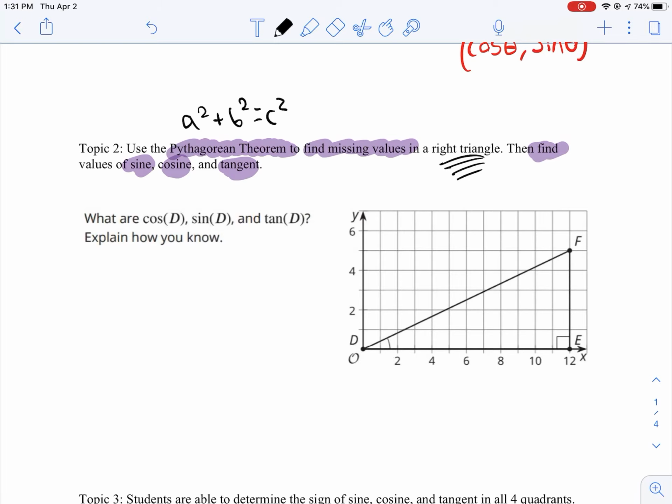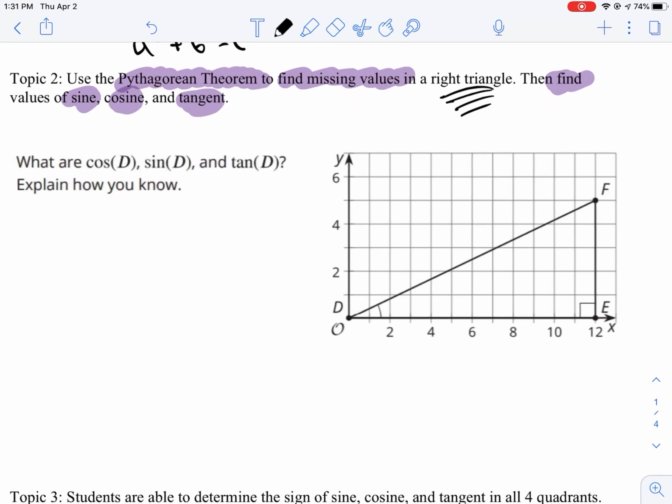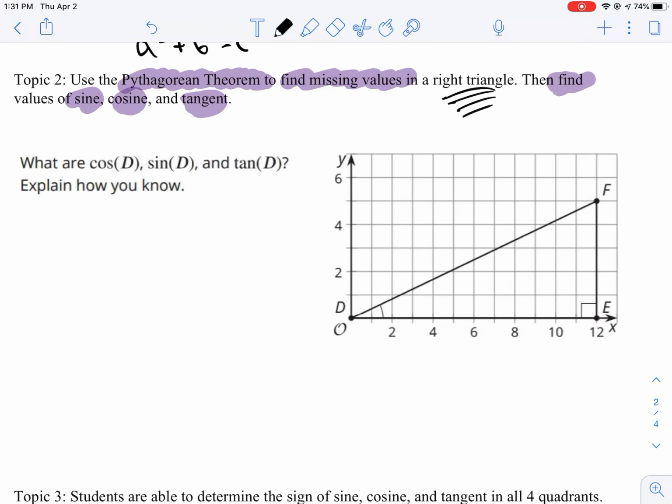Okay, so what we're going to do is take a look at this specific problem. We're only given 2 side lengths, and we have to find the third before we're able to move on. So what angle are we looking at? We're looking at angle D. And then we have to find sine, cosine, and tangent, which we just talked about. So right here, if you look at this side, it has a side length of 12. And this one right here is going to be 5. So we have side lengths of 5 and 12.